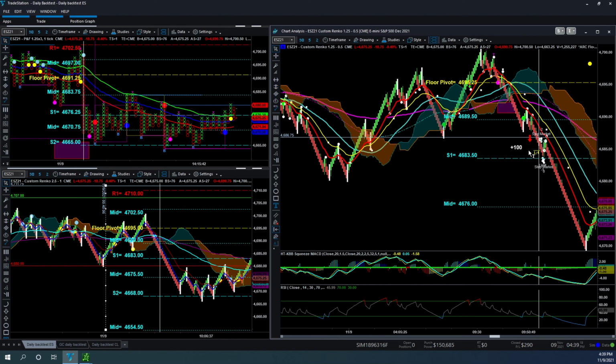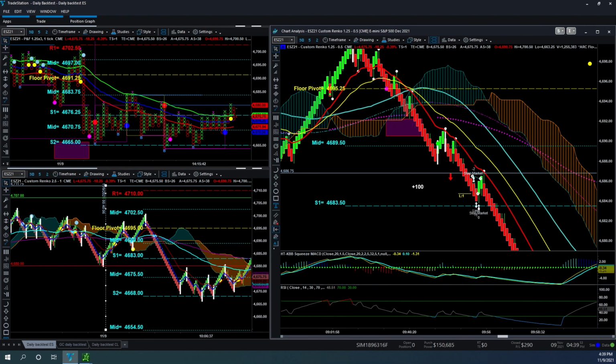And then what I normally do is when I take the entry, if my first target is hit, then I move my stop to break even. And that is what happened here. So I took the trade right in here, in that area. Let me enlarge it a little bit also. Right there. And let's look at this area right here. So in here I took the trade, hit the $100, came back and stopped me out.